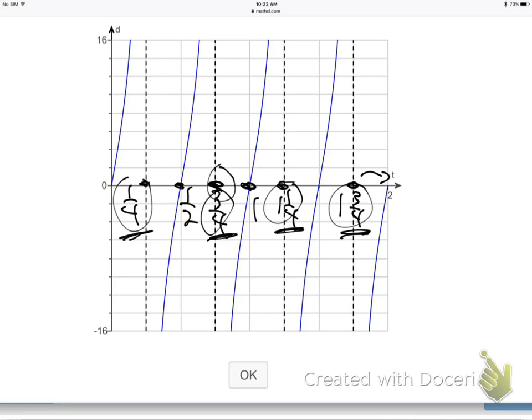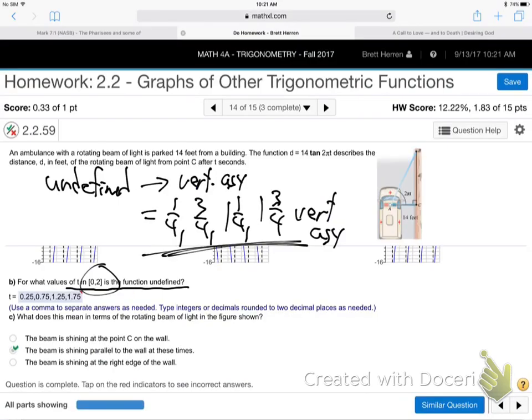So with that in mind, we go back to here and say, okay, just turn those into decimals. That's 0.25. They want you to just divide them on your calculator, 1 divided by 4. Just turn them into decimals. 0.75, 1.25, 1.75. Now, final question is, what do those mean? I mean, real life. We got a real life ambulance here with the light and the wall. And what does that mean, undefined?